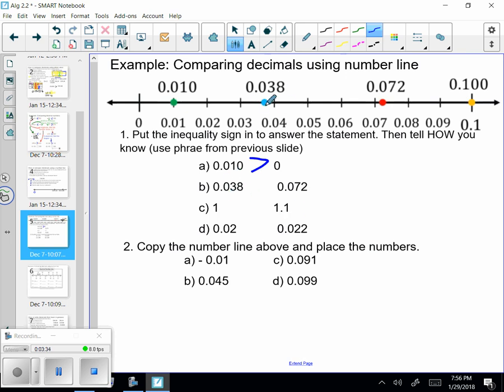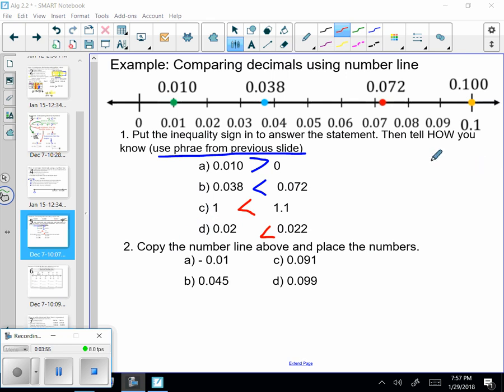38 thousandths blue compared to 72 thousandths red. Which one's bigger? 72 thousandths. Why? Using the phrase, it's to the right of the decimal. You try C and D. Did you get the same answer?